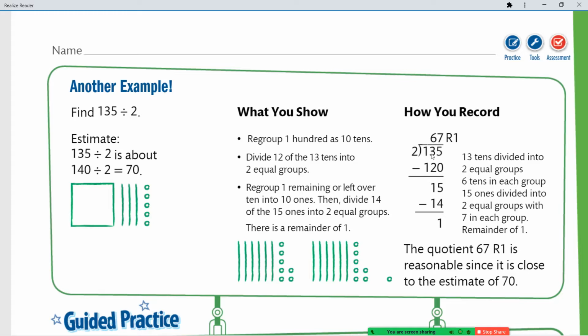So this became 10 tens plus the 3 tens that I already have. So now I'm working with 13 tens. Now I know that there's at least 6 groups of 2s in 13 because 6 times 2 is 12.